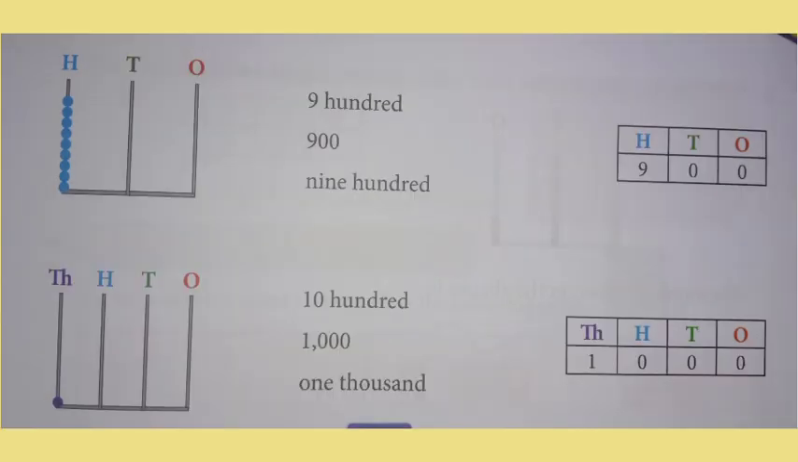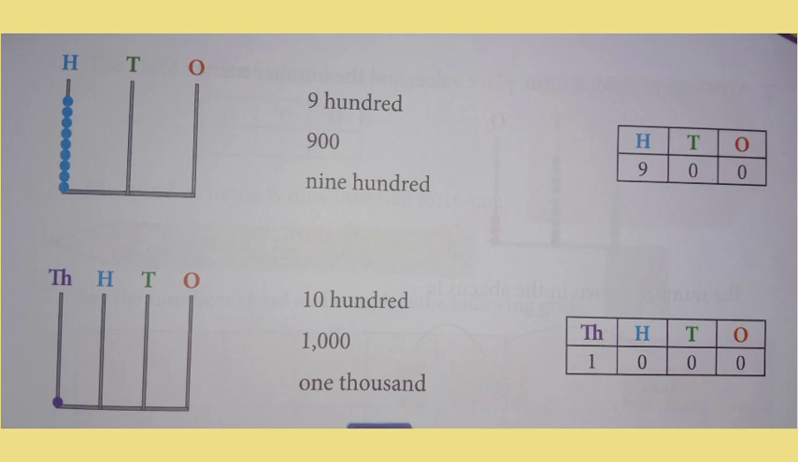Look at another picture here, abacus chart. We have 9 beads in hundreds place, 0 beads in tens place, 0 beads in ones place. We can read it in words as 900. We can write in numerals as 900. Look at the place value chart here. 0 in ones place, 0 in tens place and 9 in hundreds place.